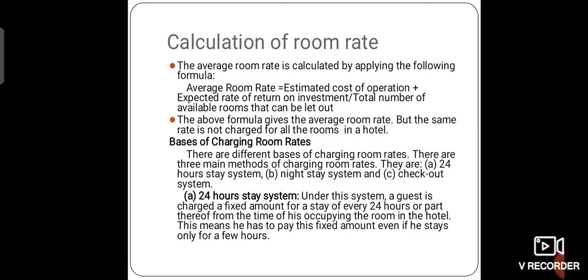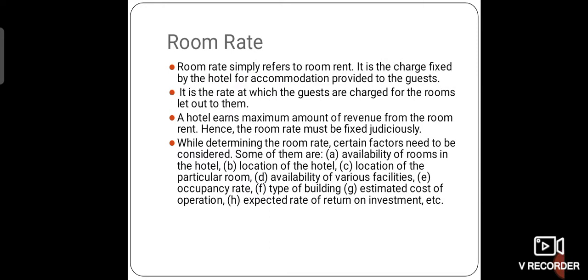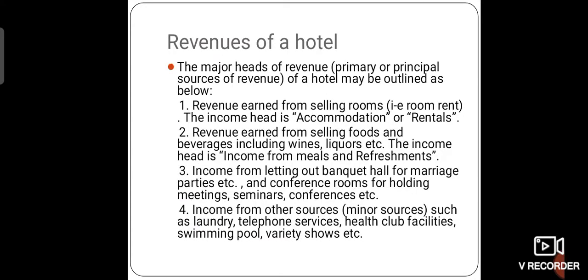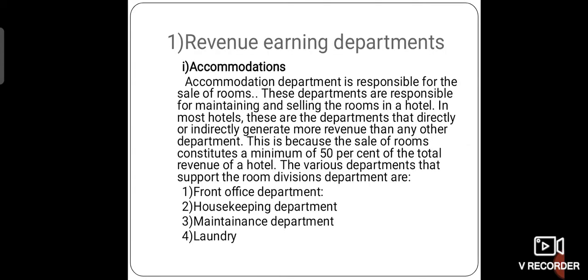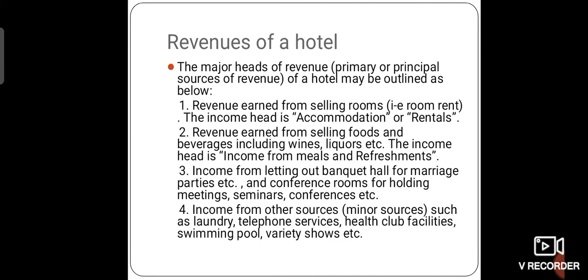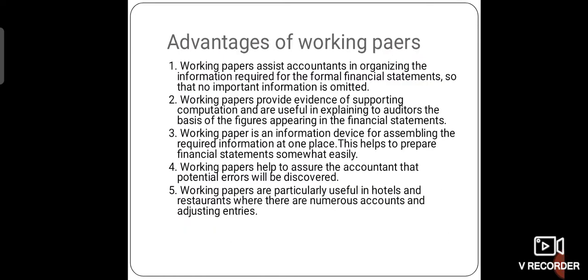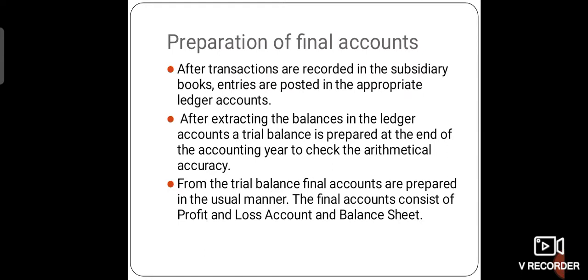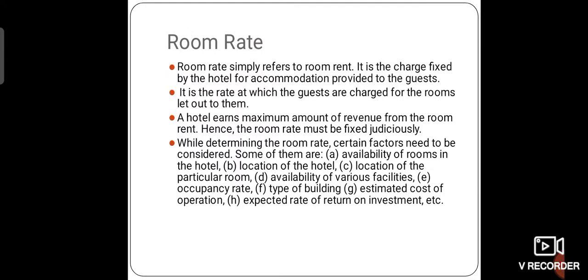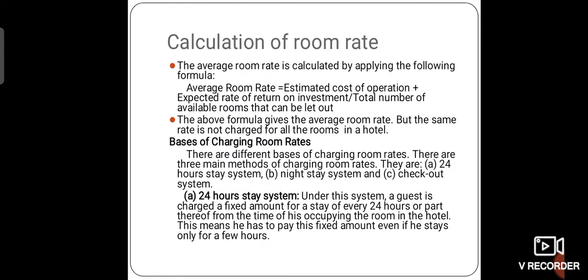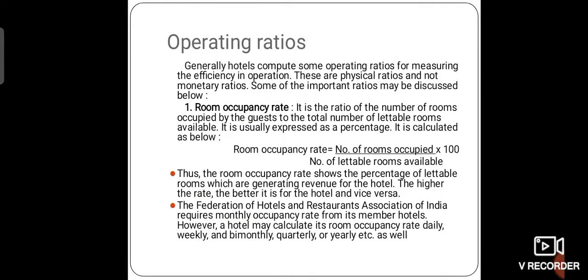So this was a brief theory about hotels and restaurants. We have seen what a hotel is, what the features of a hotel are, and which are the different departments of a hotel. Then which are the revenue and expenditure of a hotel, what the concept of working papers is and what its advantages are. Then preparation of final accounts, how we prepare it in the usual manner, and the different basic calculations in the financial statements. That is, the room rate, the calculation of room rate and the different bases for its calculation.